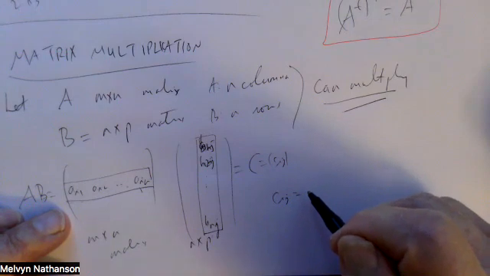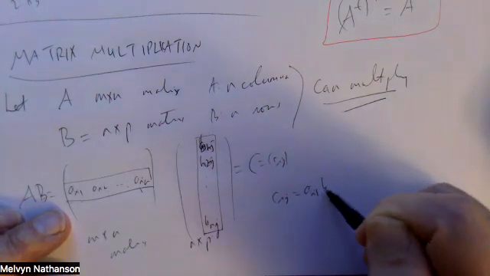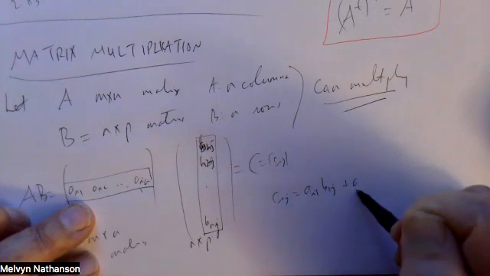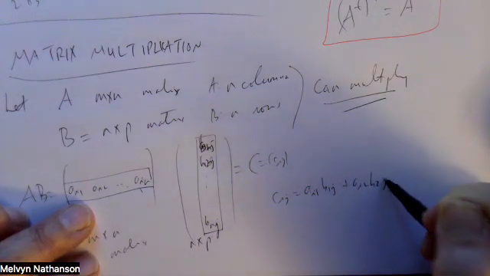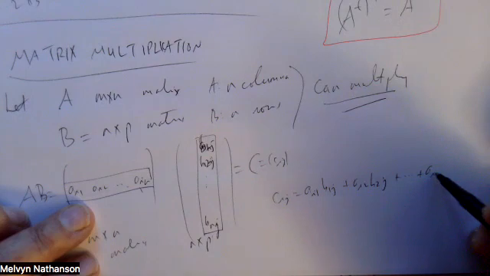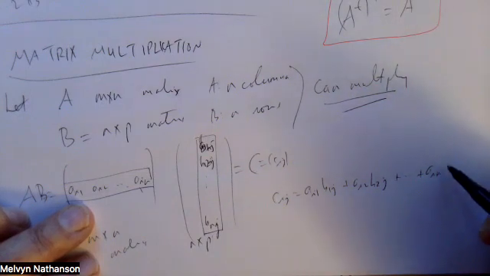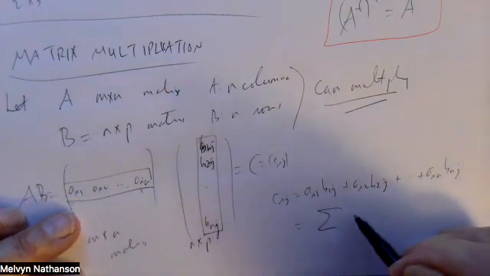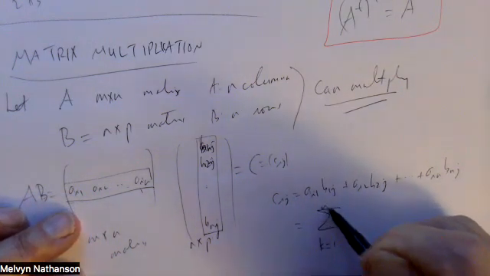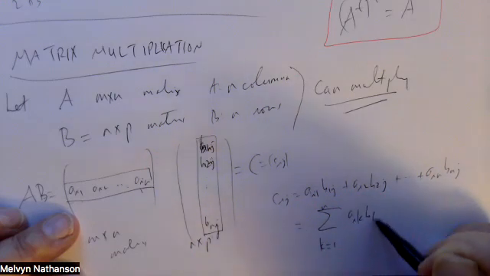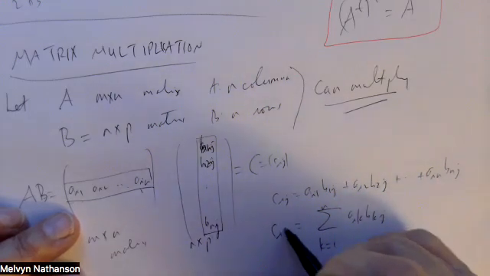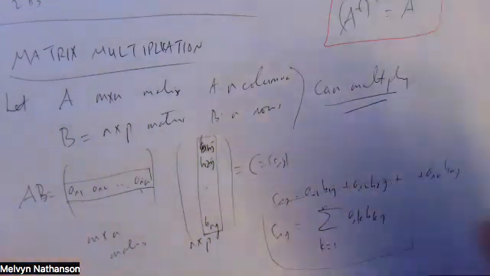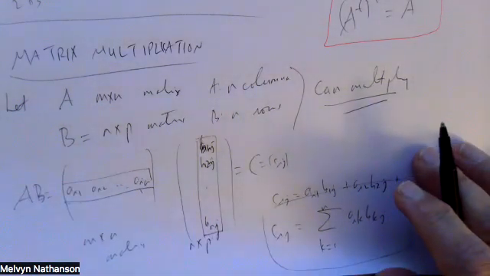So this would be AI1B1J plus AI2B2J all the way down to AINBNJ. Or in sigma notation, this is the sum, K goes from 1 up to n, of AIKBKJ. So that's the formula for matrix multiplication. And it looks complicated, but it's a lot easier when you just start to do it.